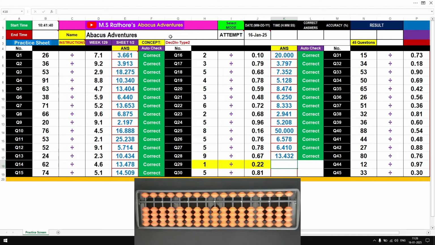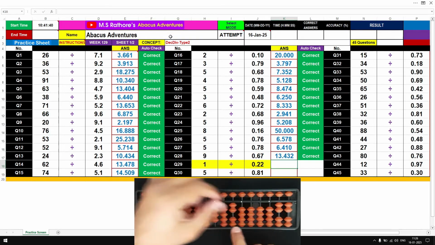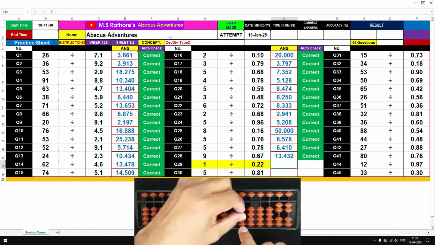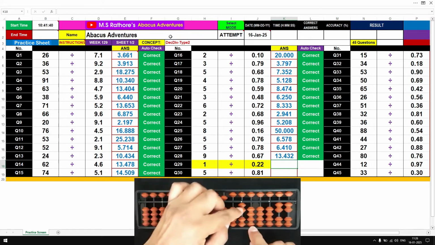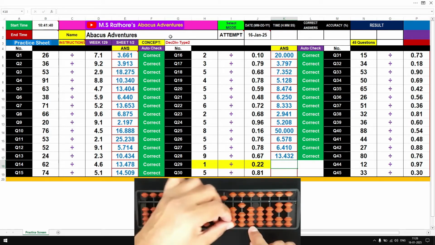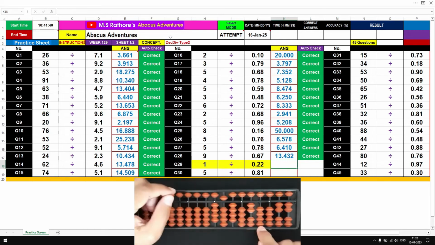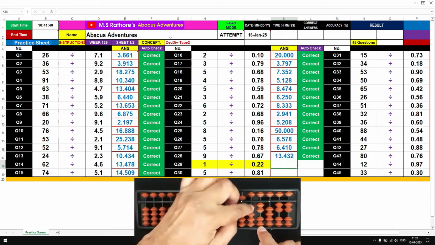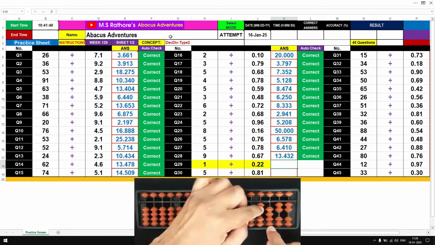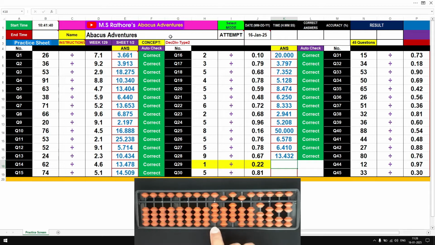Question number 29, 1 divided by 0.22 or 1 divided by 22. My finger is below 10. 2 4s are 8, shifted, 2 4s are 8. 2 5s are 10, shifted, 2 5s are 10. 2 4s are 8, shifted, 2 4s are 8. 2 5s are 10, shifted, 2 5s are 10, and our answer is 4.545.